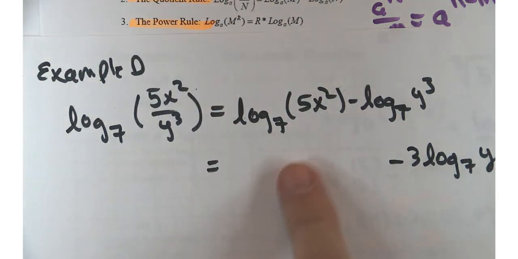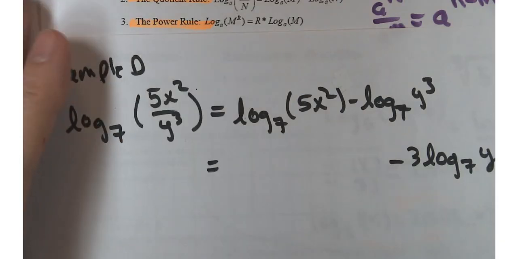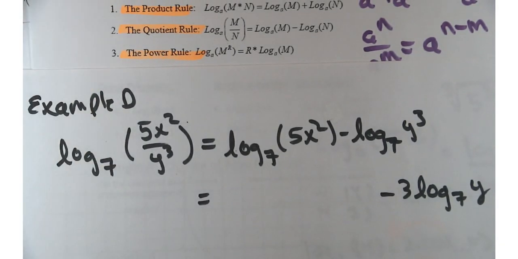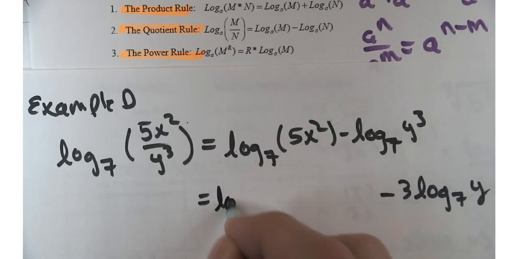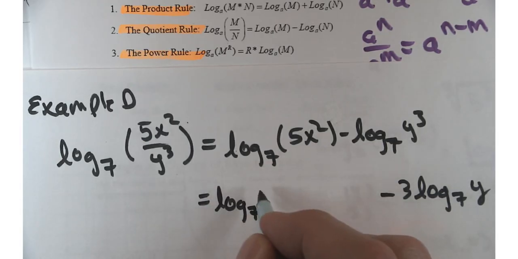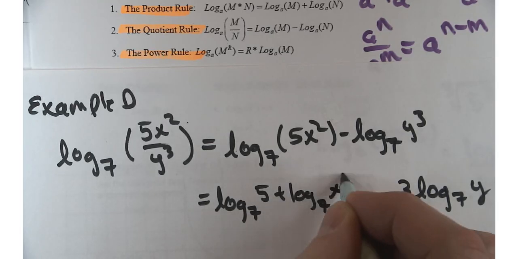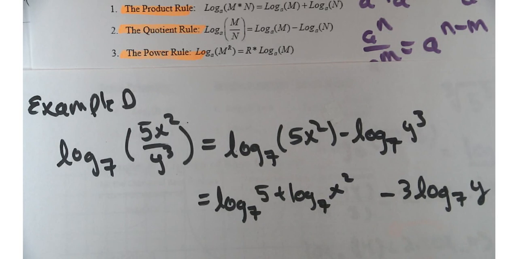But there is something I can do here. Do you see what that is? What property applies there? Is there any of these 3 that apply there? Product rule, yeah, the product rule. This is a product, so it becomes the log base 7 of 5, plus the log base 7 of x squared. Is that okay, Ryan? Good, thank you.